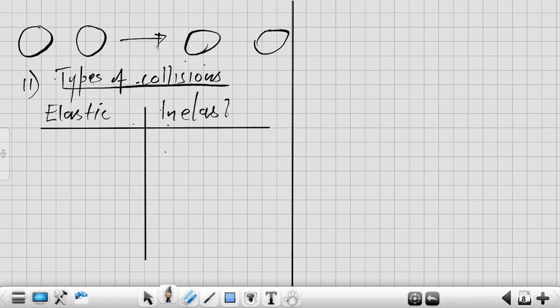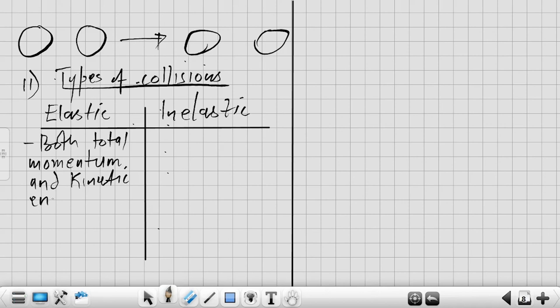Elastic collision. In an elastic collision, both total momentum and kinetic energy are conserved.